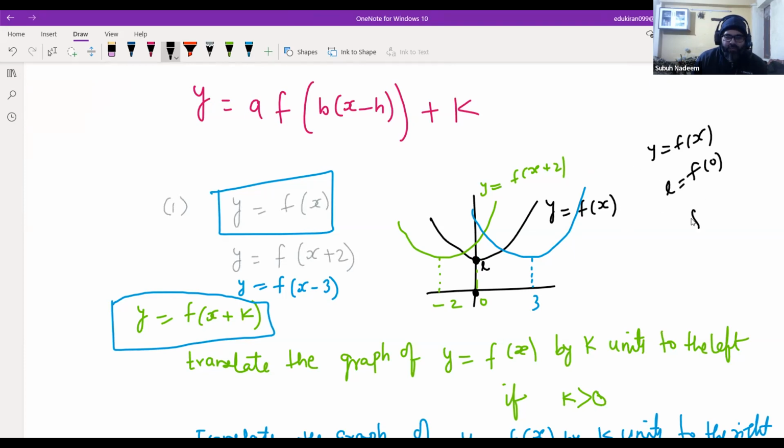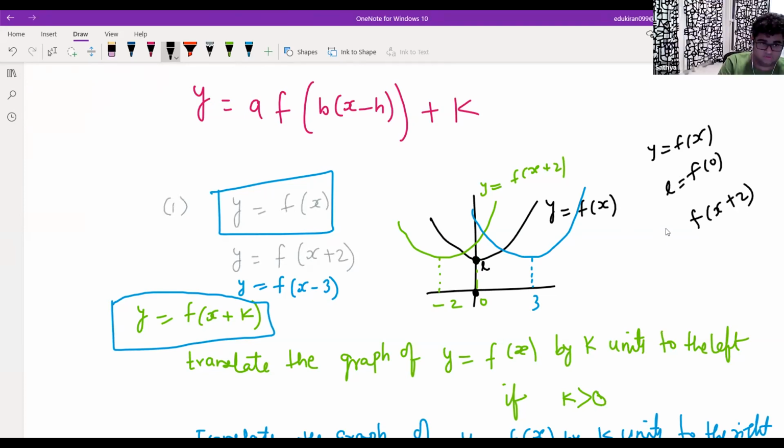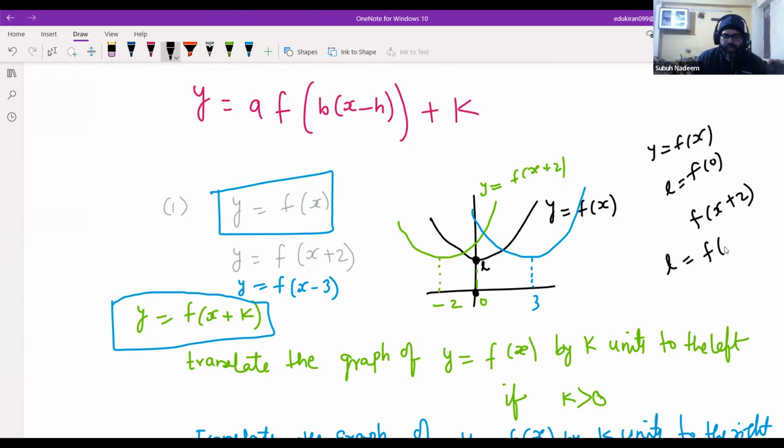Now, if it is asked f of x plus 2, when will you get L from f of x plus 2? When you put x is equal to minus 2, so minus 2 plus 2 will become f of 0, and you will get L because f of 0 is L. So here x is 0, here x is minus 2. So that is why you have to get that L at minus 2. That means this is translated by 2 to the left side.